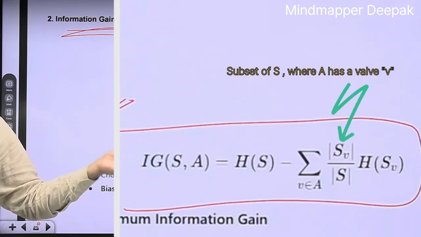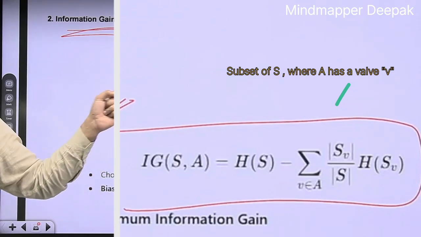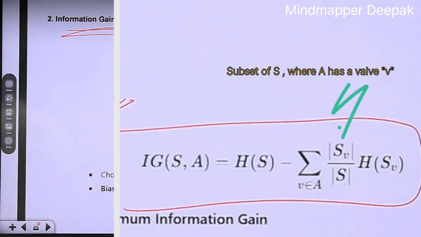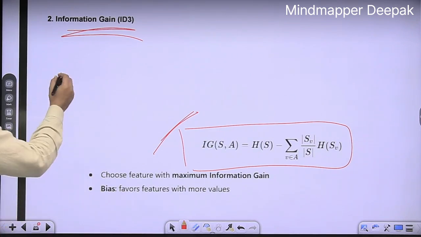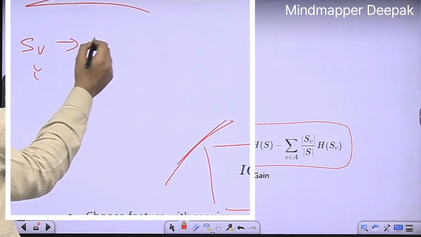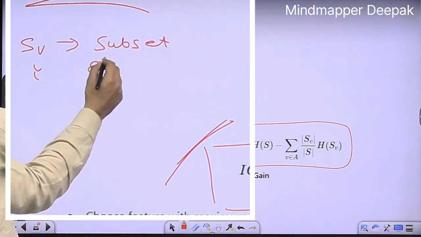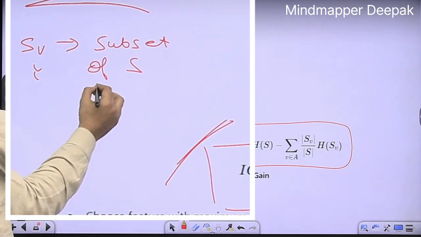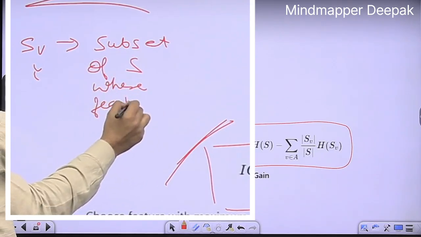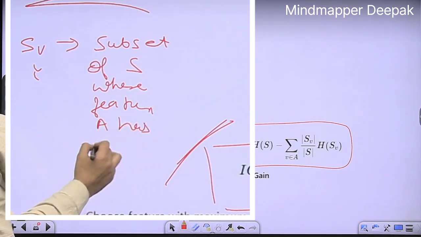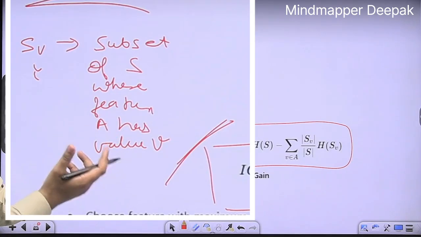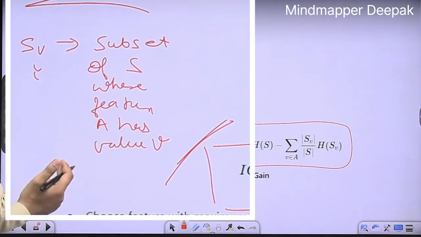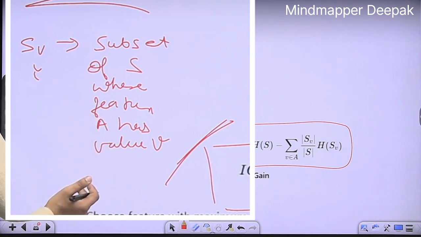S_V is nothing but a subset of S, which is your current data set, where feature A has a value V. Keep in mind, S_V is the subset of S where feature A has the value V. I am just writing it here: we have S_V, it is a subset of S where feature A has value V. Then |S_V| divided by |S| is the proportion of samples in that particular subset, and H(S_V) is the entropy after the split of that particular subset we have.